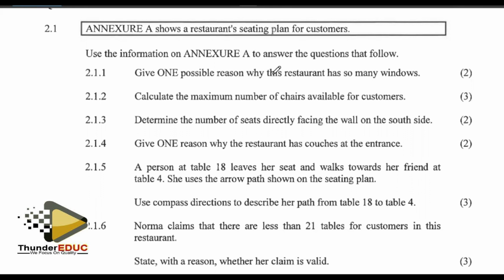Give one possible reason why this restaurant has so many windows. One possible reason. This is simple. Number 1, to have fresh air. You understand? We need fresh air, air circulation, air flow. Number 2, to have enough natural light. You understand? And if you have enough natural light, guess what happens? You don't need to switch on the lights.